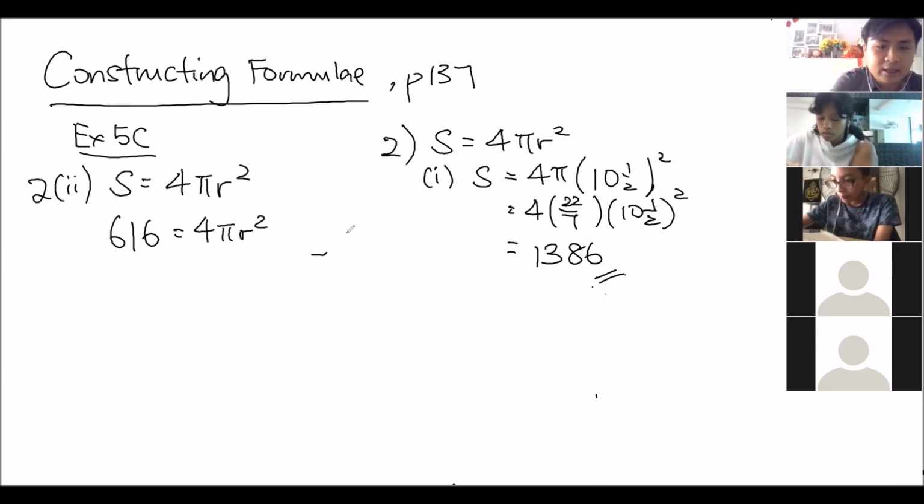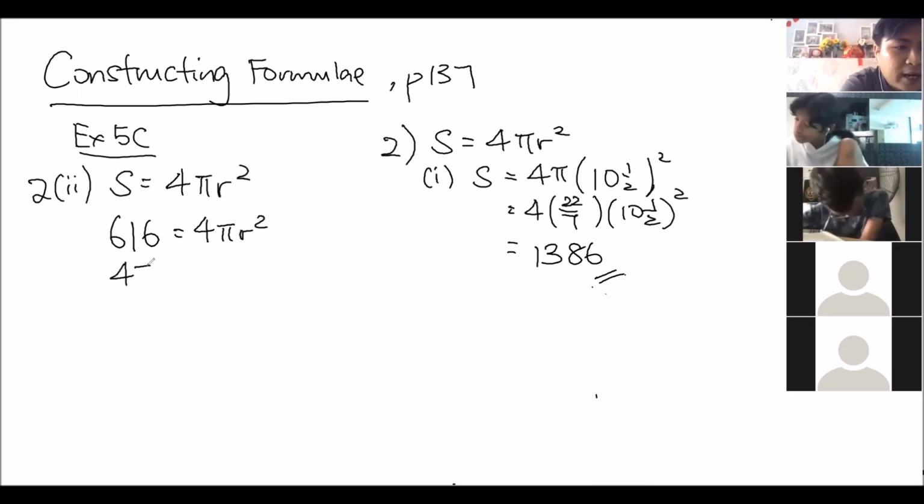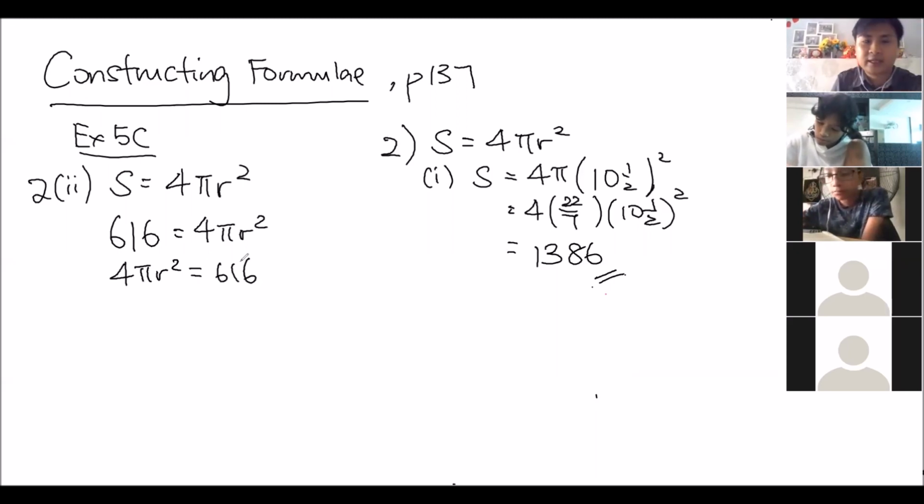Now you notice your R is on the right side. If the R is on the right side, sometimes it's a bit hard to do. What we'll do now is flip the two terms about. So 4 pi R square equals 616. Can you get the idea? Because we want to find R, we will flip it around.